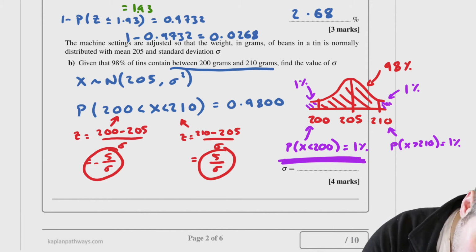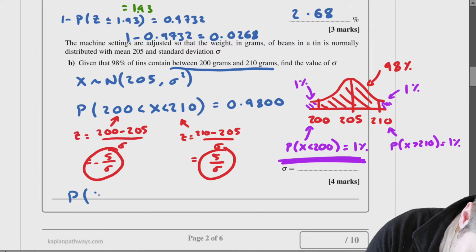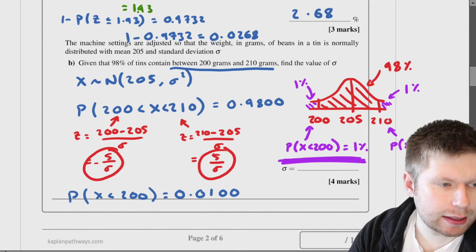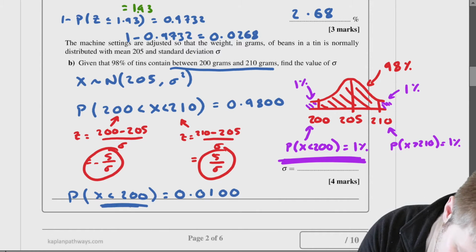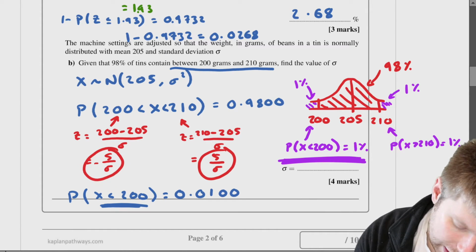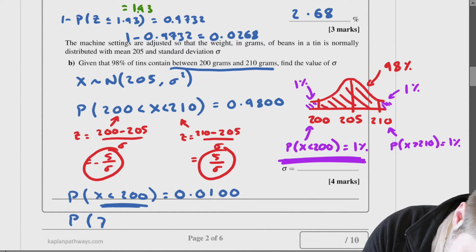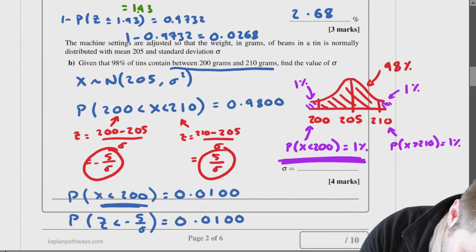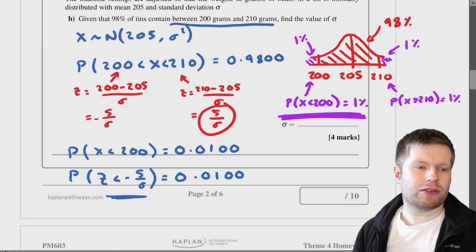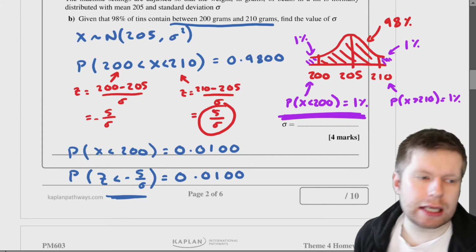So therefore, I'm going to write down that the probability that x is less than 200 should be 1%, so I'm going to write that as 0.0100, okay, so 4 decimal places. And I know now that if I standardize 200, I get my negative 5 over sigma. So I can write this as the probability that z is less than negative 5 over sigma should be equal to 0.0100. So now I'm in a position where I can literally work out, well, okay, how many units of standard deviation give me a probability of 1%.